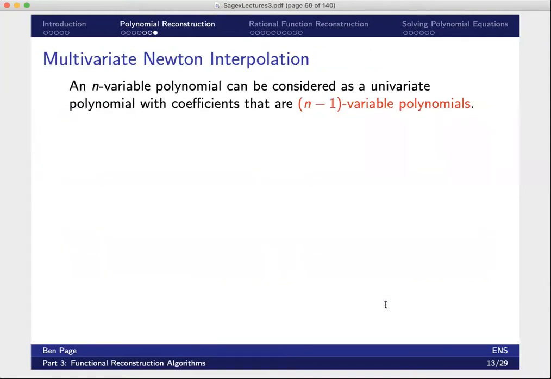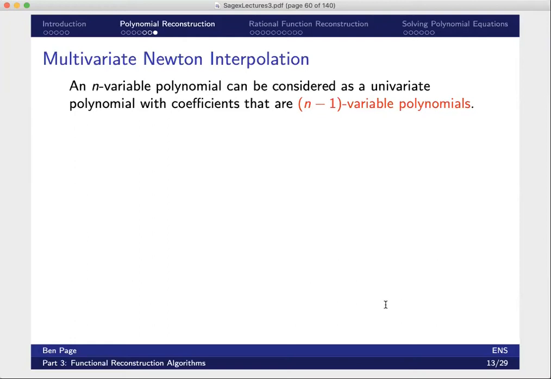So that was the univariate case. Can we do a similar thing for the multivariate case? Because in physics, we're often going to be dealing with multivariate functions, and we may not know any bound on the degree there either.